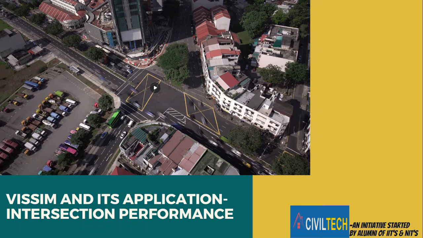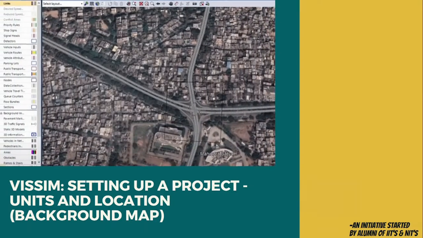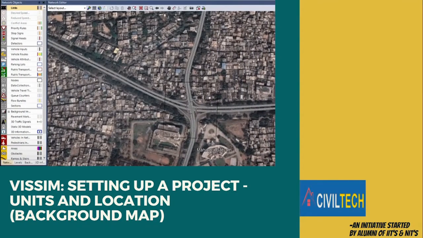For evaluating that, we need to calculate n number of delays like movement delays and approach delays, etc. In general, other than VISSIM, doing this would be a very tedious and lengthy process. So VISSIM is one of the applications for calculating the level of service of that intersection. Now we will see the very basics of how to set up a project location and also units in VISSIM. Okay, let us see that now.